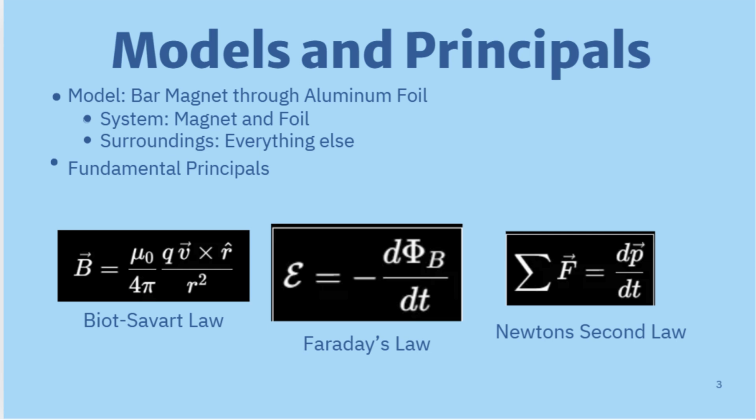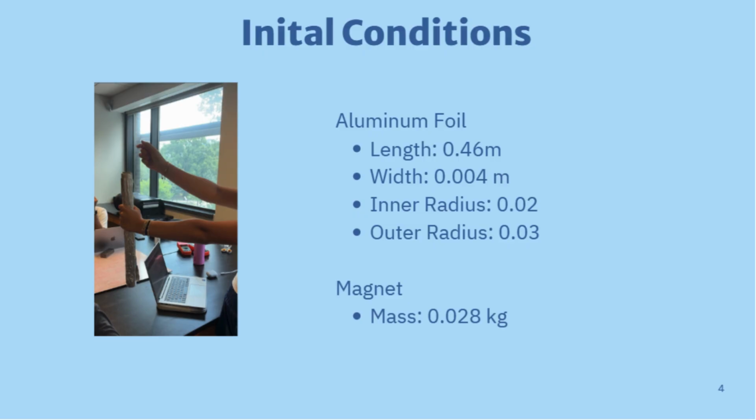We used Faraday's law to show that as the magnet falls, the magnetic flux through each aluminum ring changes, and changing the flux induces an EMF, which drives the current in the foil. Lastly, Newton's second law: after calculating all the forces on the magnet, we used it to determine the magnet's acceleration, velocity, and position over time. We began with the initial conditions listed below, those of the aluminum foil, as well as the magnet's mass, 0.028 kilograms.